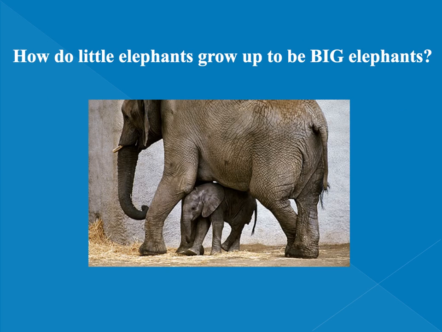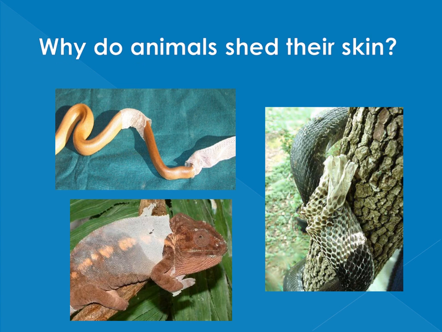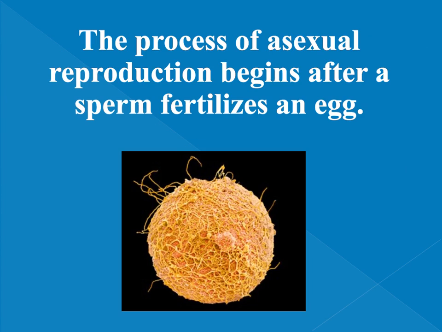video. So the question is, how do little elephants grow up to be big elephants? Another question we could answer is, why do animals shed their skin? And the answer is by mitosis, or asexual reproduction. And the process of asexual reproduction begins right after the sperm fertilizes the egg.